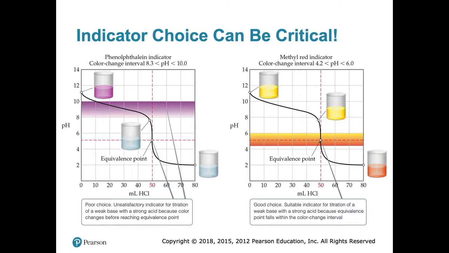And there are many different indicators you can use. One that we did back in high school was red cabbage water, so that's a good time. You can actually make a rainbow of colors with cabbage water, I think, depending on the pH.